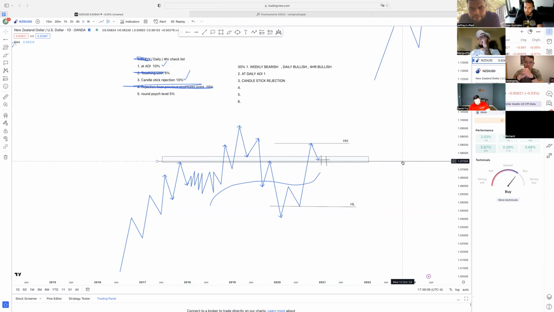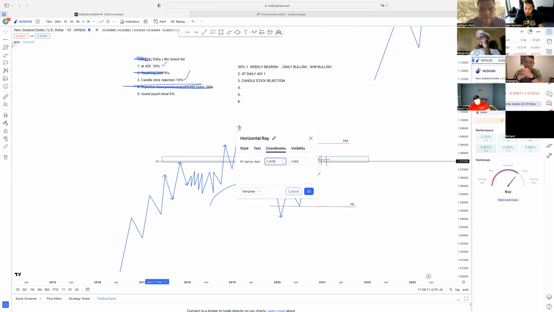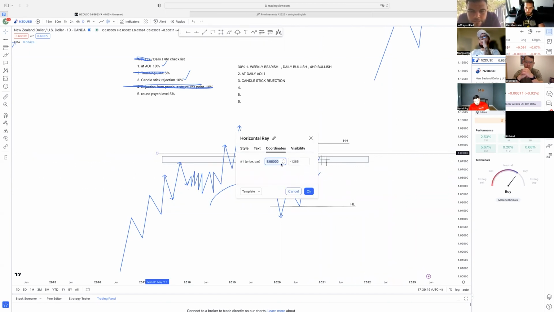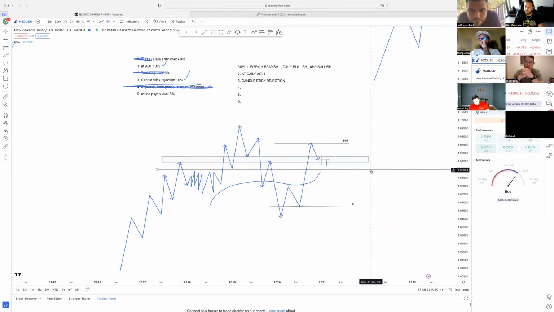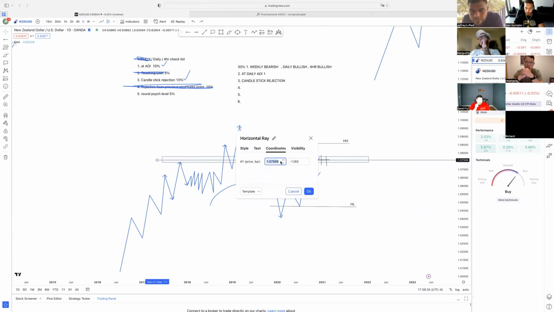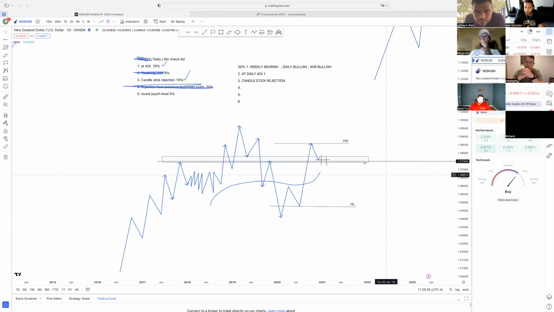If the round psychological level, for example, were to be this one, 1.800, that doesn't count because it's not inside the area of interest. Or if it were to be 1.700 under the area of interest, doesn't count. We don't have an area of interest. So it is every 500. If you notice, like this, 1.70500, we have it right inside the area of interest. If that makes sense, type 1. If it doesn't, type 2.